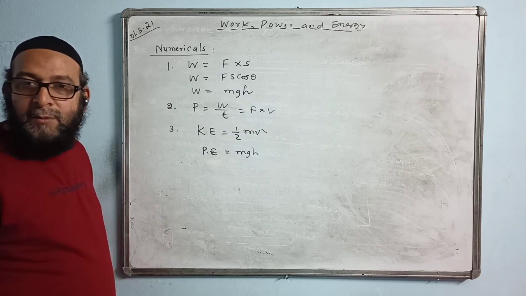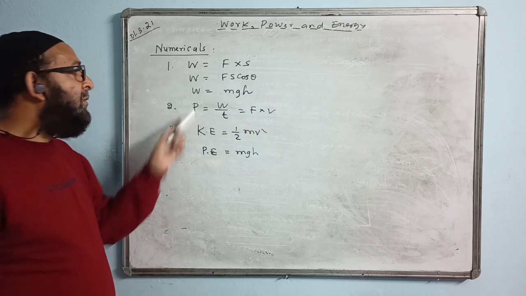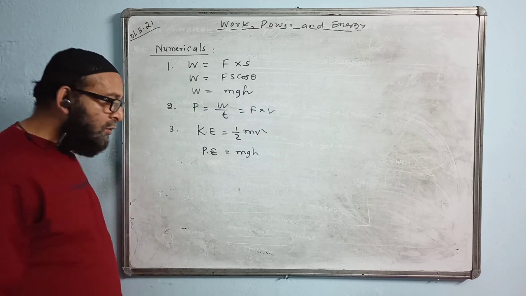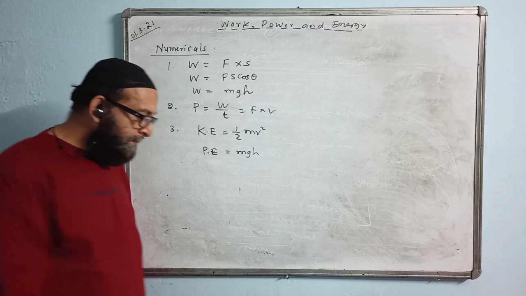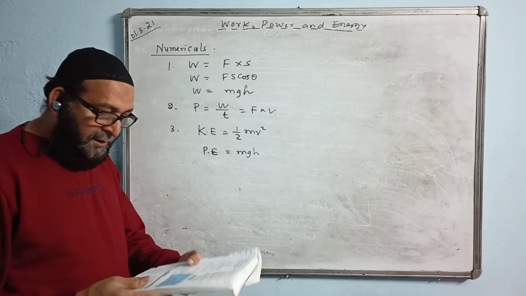And the SI unit of work will be joule, and the SI unit of power is watt or joule per second. So these are the formulas. Now I read the question.